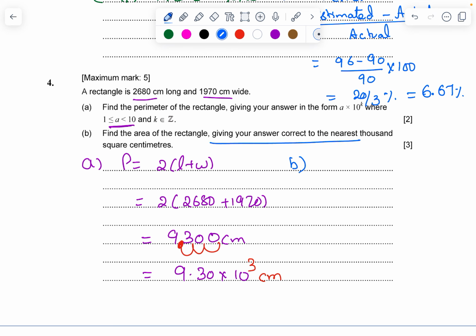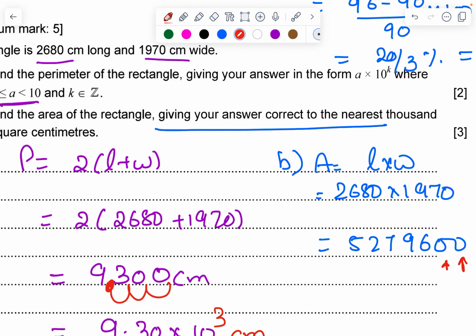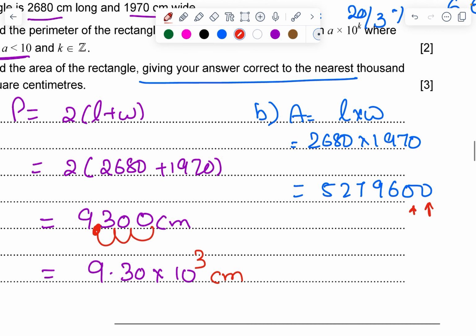So area. Area is going to be nothing but what? Length times width, which is 2680 times 1970, which is going to be 5279600. But he's asking us to nearest 1000. Where is the nearest 1000? This is units, tens, and what is this? Nearest 1000 square centimeters.